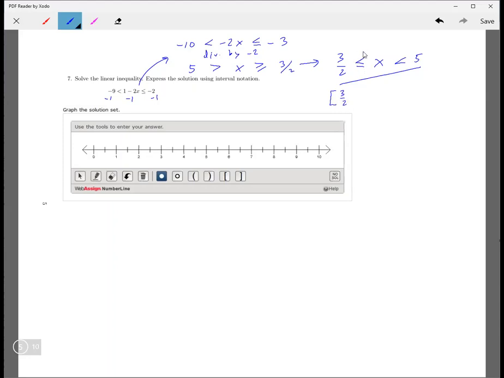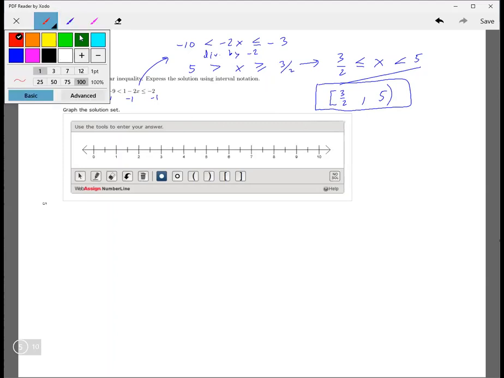Since this is less than or equal to, we use a square bracket. Less than or equal to is a square bracket. Greater than or equal to is also a square bracket. Less than is a parentheses. Because this is greater than or equal to, we have this square bracket. Because this is less than, we have these parentheses here. So this should be the answer to the first part of number 7.